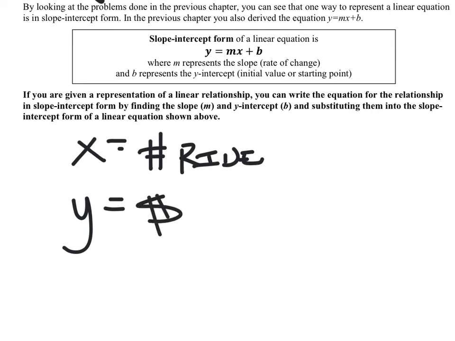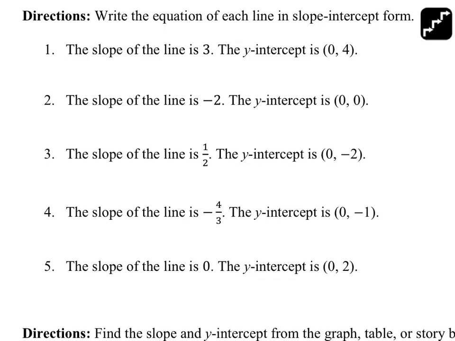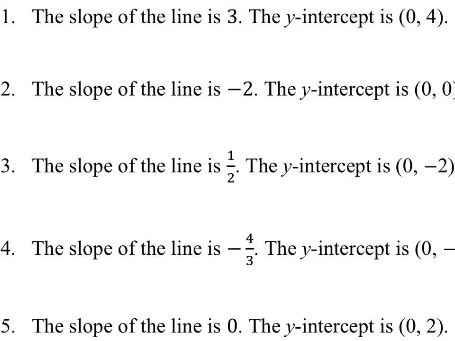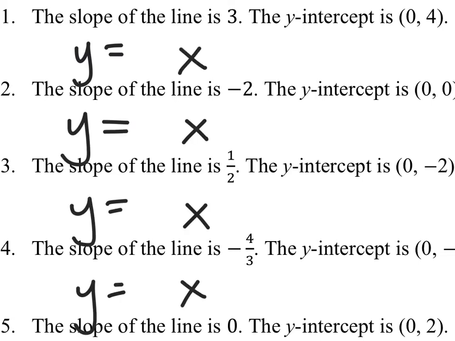But this is usually only for word problems. So let's do these 5, right? The equation of each line in slope-intercept form, which would be y equals mx plus b. Well, for each of these, we can put a y equals x, and then I'm just going to leave the rest of it blank. We can do it for all of them. See that? Then we'll just fill in the blanks.